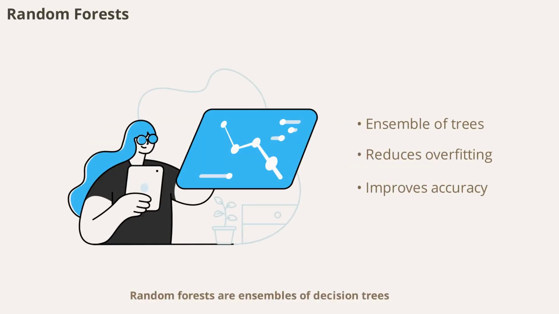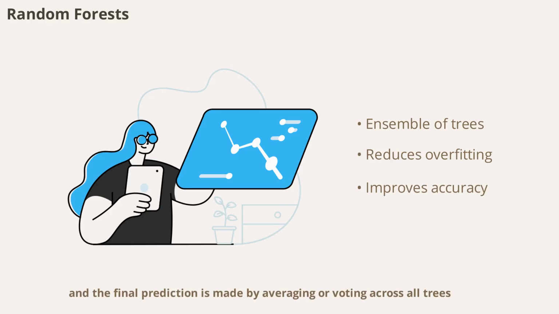Random forests are ensembles of decision trees. By combining the predictions of multiple trees, random forests reduce the risk of overfitting and improve accuracy. Each tree is trained on a random subset of the data, and the final prediction is made by averaging or voting across all trees. This approach is widely used for both classification and regression problems.